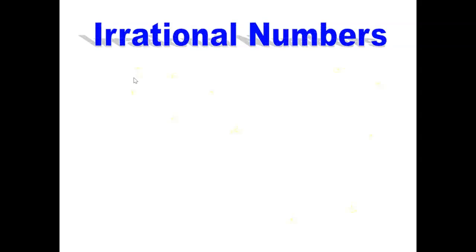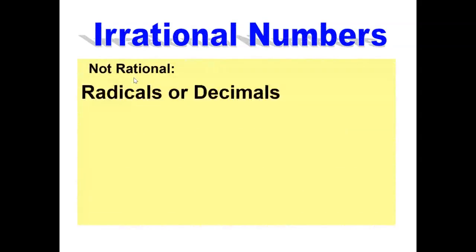Let's talk about the irrational numbers now. For irrational numbers, I'm going to show you radicals or decimals. Now keep in mind, the decimals we allowed earlier for rational numbers were terminating and repeating. So for irrational numbers, I'm going to allow decimals which don't terminate or repeat.